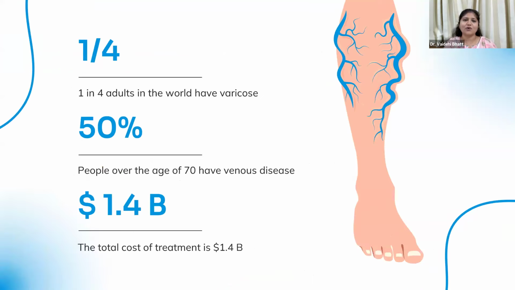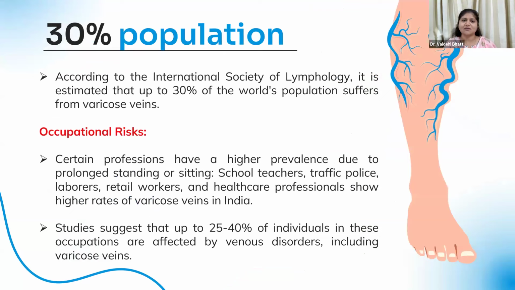So about 1 in 4 adults worldwide is suffering with varicosity, and it is about 50% common in persons having more than 70 years of age. So 30% of the world population is suffering with varicosity.